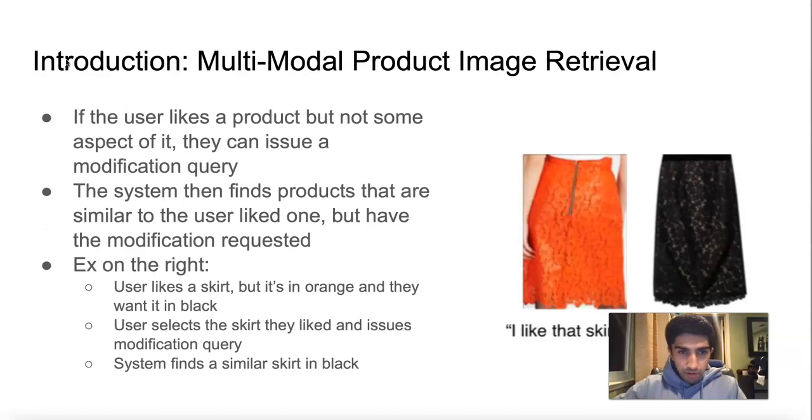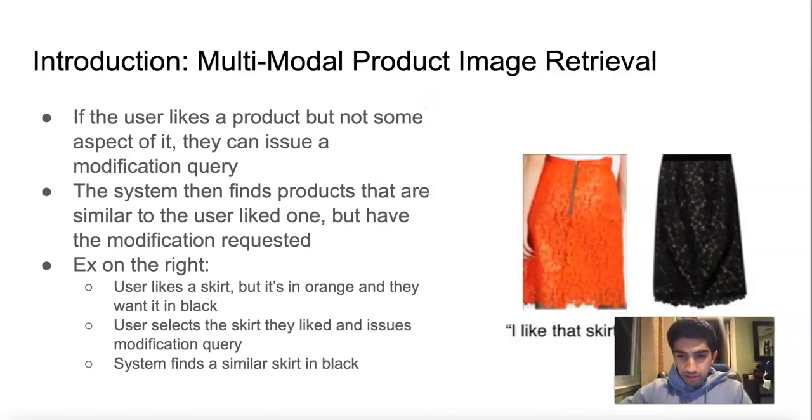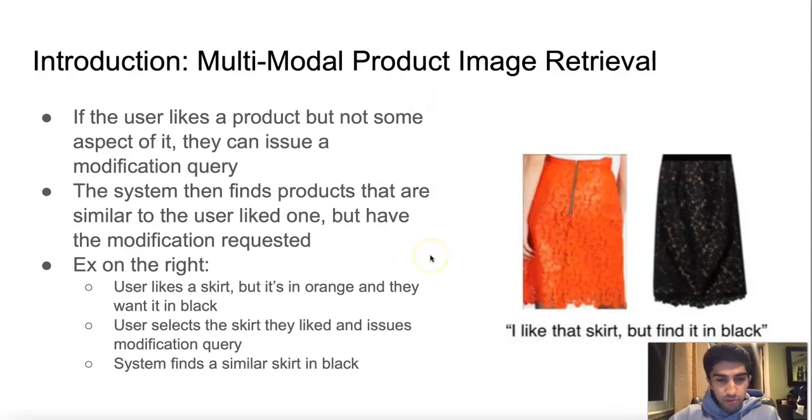Well, what can we do to fix this problem? If the user likes a product but not some aspect of it, then they should be able to interact with the system and issue a modification query. The system can then find products that are similar to the user-liked one, but have the modification requested. For example, let's look at the figure on the right. In this case, the user likes a skirt, but it's in orange and the user wants the skirt in black. So the user can select that they like this skirt, and they issue a modification query, which in this case is, I like the skirt, but find it in black. The system should be able to find the similar skirt in black, and thus the user search process is much more seamless.